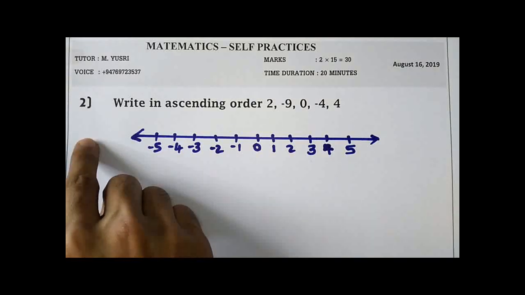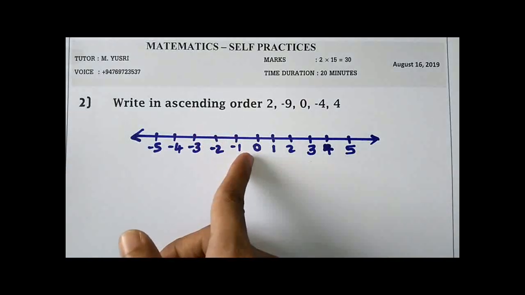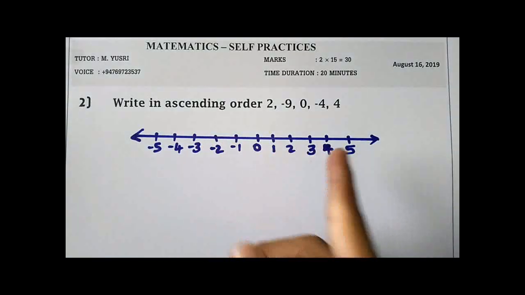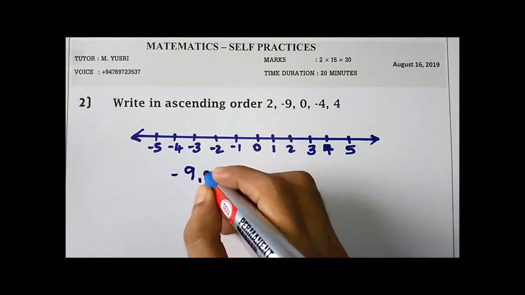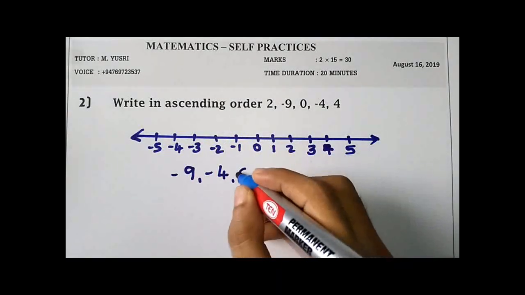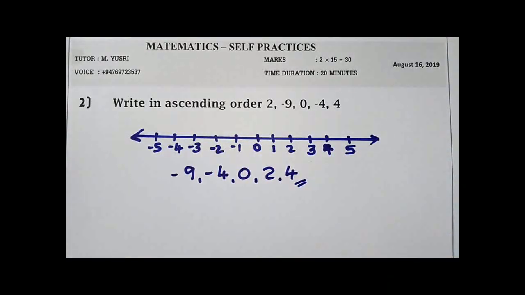So minus 9 is the lowest, and the next one, minus 4, is here, and the next 0, and next 2, and the last one is 4. So that is the order: minus 9, minus 4, 0, 2 and 4. These are in ascending order.